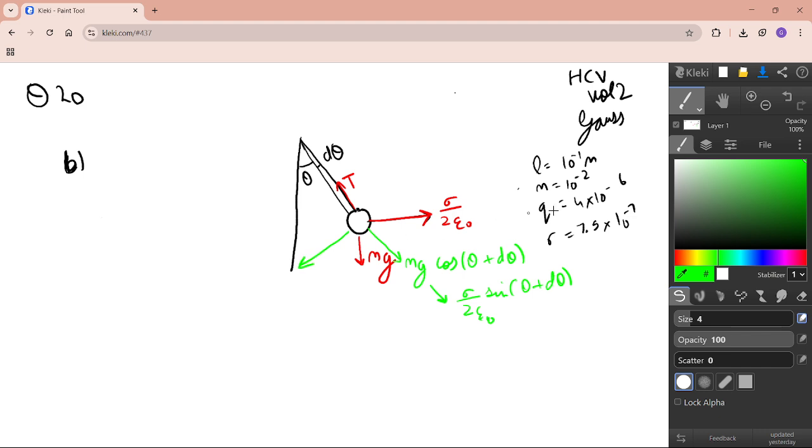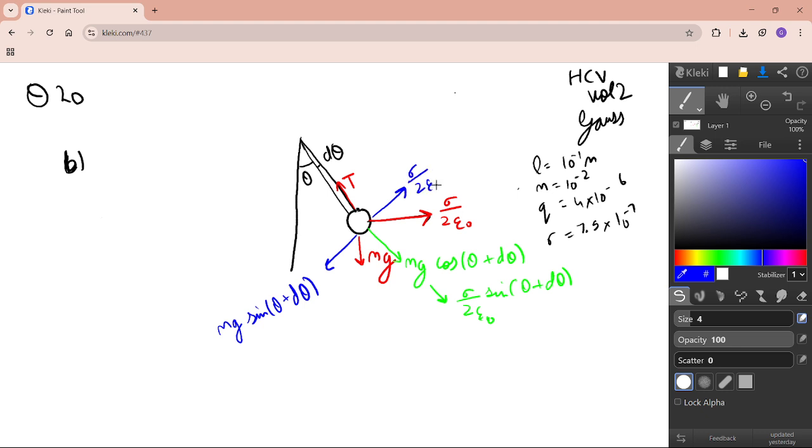Now this is where you actually need to resolve the vectors. I'll better resolve it in blue. So it's mg sine(theta plus d theta). And on the other side, that becomes sigma by 2 epsilon naught. Oh, sorry, I forgot the q. Otherwise, it's just the electric field. It's q sigma upon 2 epsilon naught, cos(theta plus d theta). We have equilibrium, except when we have slightly displaced it a bit. We have displaced it by d theta, so we do not have equilibrium for the moment.